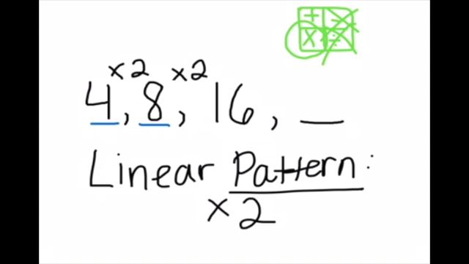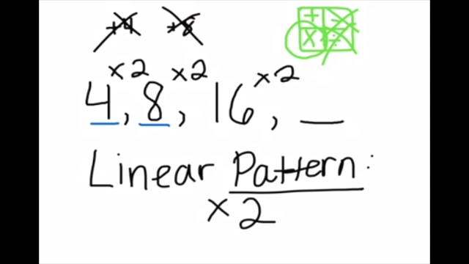We had to be careful because we knew that, yes, 4 plus 4 is 8. But 8 plus 4 is not 16. It's actually 8 plus 8 is 16. So that pattern does not stay consistent. Therefore, it does not work. So 4 times 2 is 8. 8 times 2 is 16. What's 16 times 2?